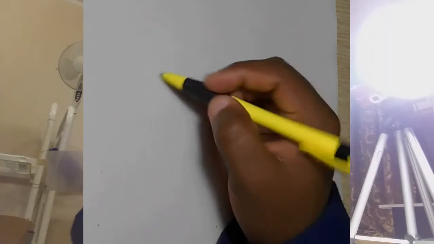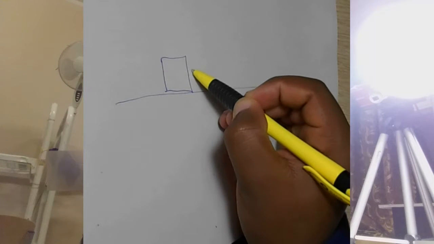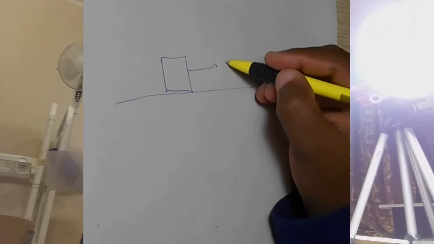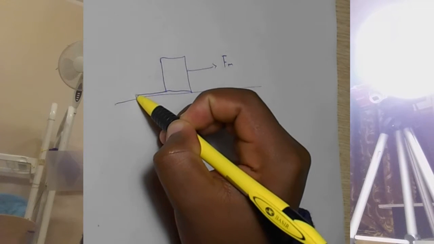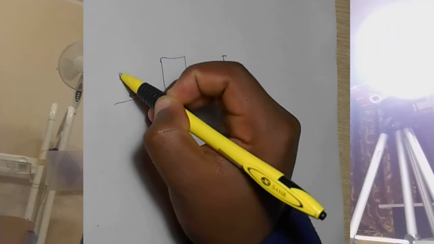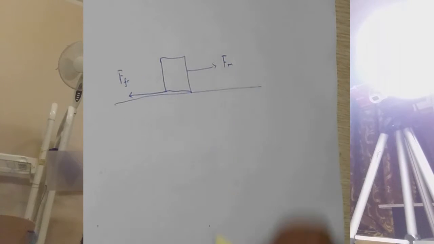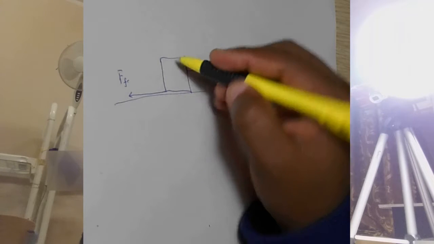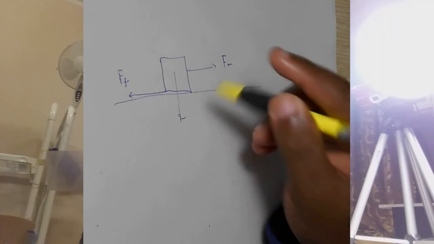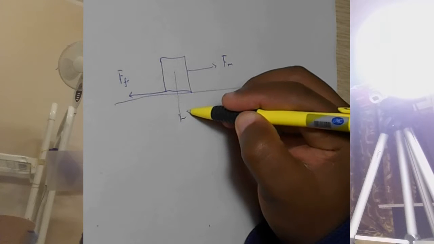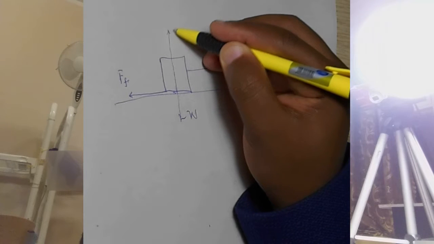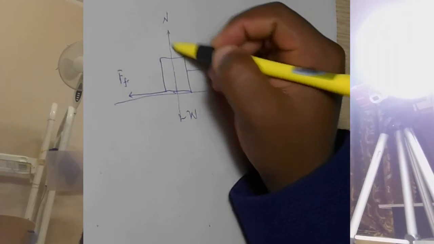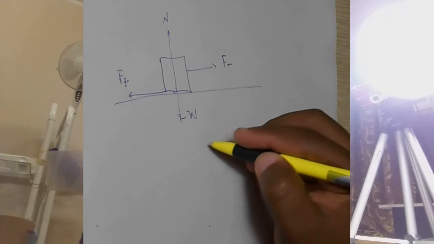So here basically, if we have an object and if we have a surface and we have the force of motion going in this direction, the force of friction is always acting in the opposite direction, and if we have the weight acting in this direction, that should be weight. We always have a normal reaction acting upward.